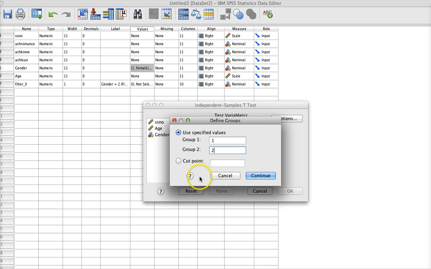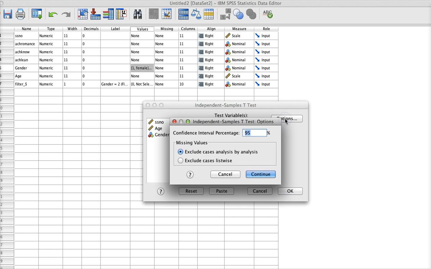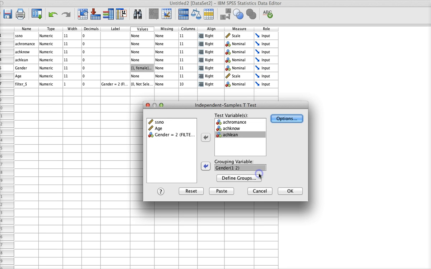Notice here there's something called a cut point. Sometimes you want to take a continuous variable and divide a group in 2 based on, for example, the median. And you could put the median score in there and it would divide the group in 2 on that variable. And then you would compare those 2 groups on some other dependent variable. But here I'm doing gender differences. Now, really, I don't have to do much in terms of options because it will give me the means. It'll give me all the output that I want here.